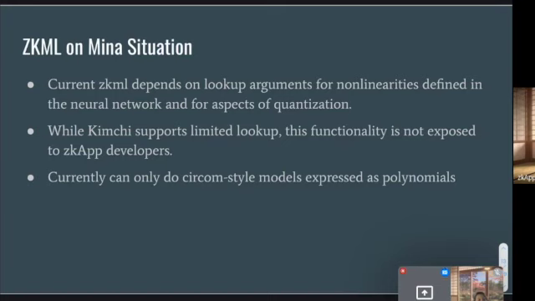The situation right now with Mina is that we currently depend on lookup arguments, both for the nonlinearities defined in the neural network and for aspects of doing the quantization itself. While Kimchi supports limited lookup, as I understand it, that functionality is not exposed to zkApp developers to be able to use lookup tables, and I think it's not on the roadmap either. That means all we can do are models that we can express with Plonk or some kind of systems of polynomials, and right now that's a limited set of models.